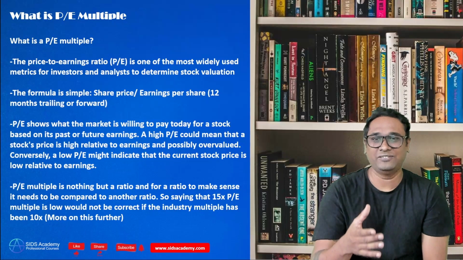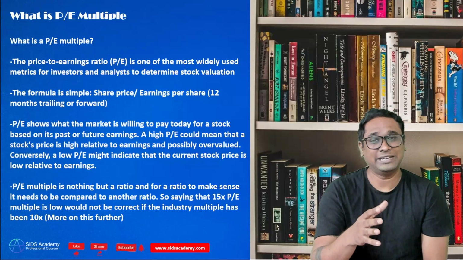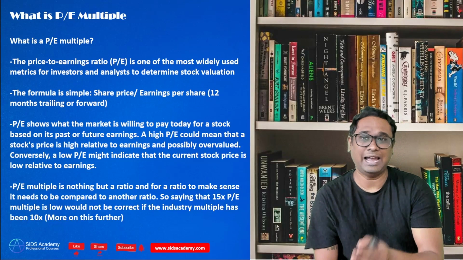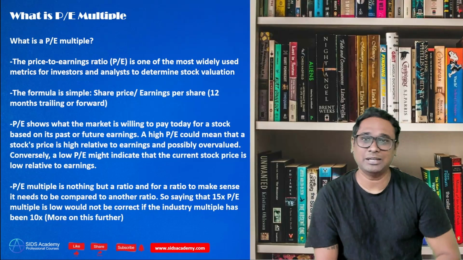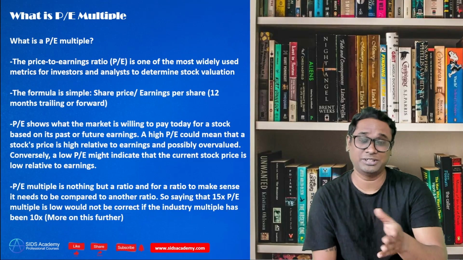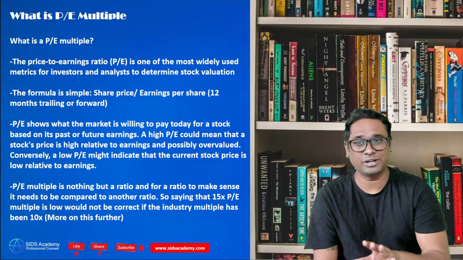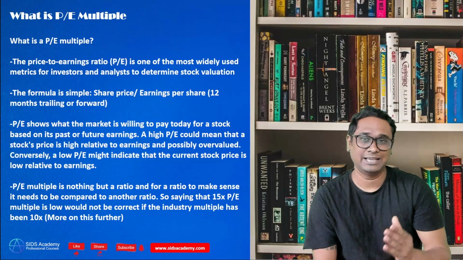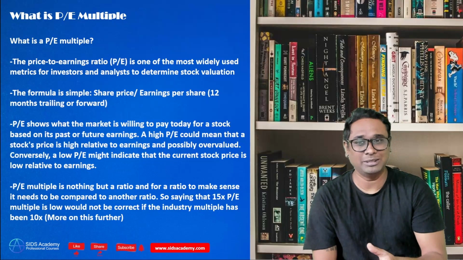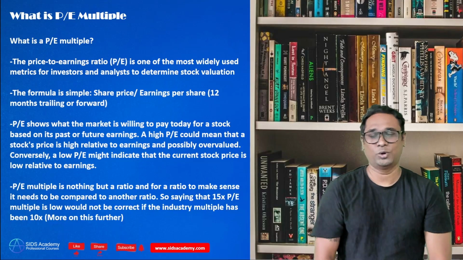So saying that a 15x PE multiple is low would not be correct if the industry multiple is only 10x. So if the industry multiple is 10x and the current company's PE multiple is 15, and you are still saying that the company is undervalued because it is lower than 20, is absolutely wrong. On the contrary, if the industry multiple is 10x and your company's PE multiple is 15, there is a high possibility that the company is overvalued versus the industry. Hope this is clear.